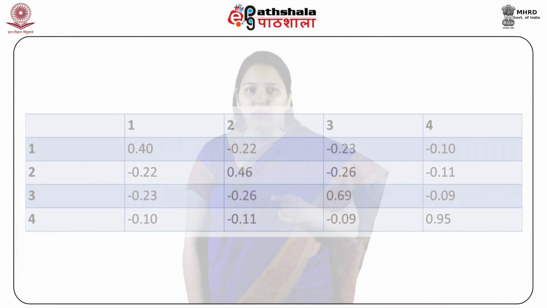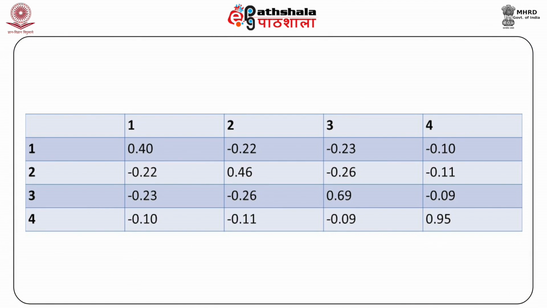Factor extraction will be continued in the following kind of residual correlation matrix, where for variable 1 the values are 0.40, minus 0.22, minus 0.23 and minus 0.10; for variable 2, minus 0.22, 0.46, minus 0.26 and minus 0.11; for 3 it is minus 0.23, minus 0.26, 0.69 and minus 0.09; and for 4, minus 0.10, minus 0.11, minus 0.09 and 0.95.